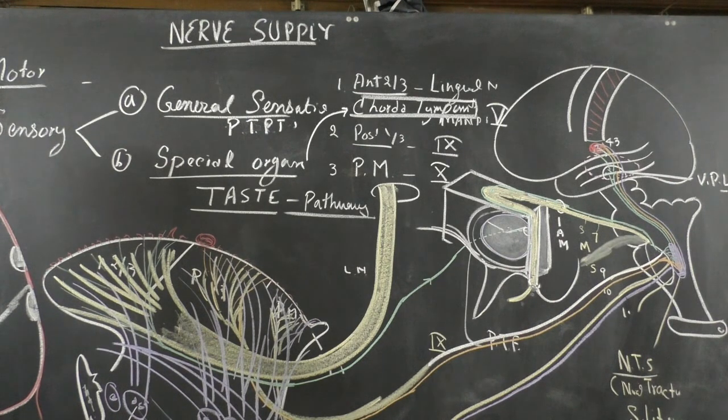So this is the superior view of the tongue. This is the upper border of the epiglottis. This is the glossoepiglottic fold, and on either side this is the glossoepiglottic fossa. So a white patch is seen later, called the leukoplakia.